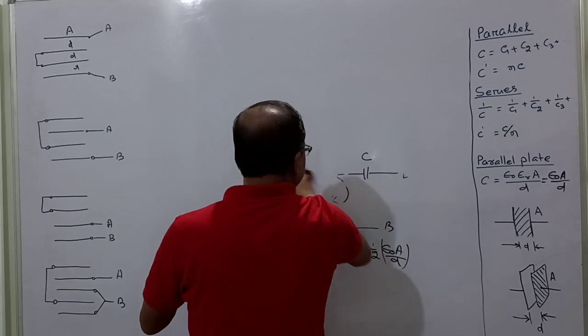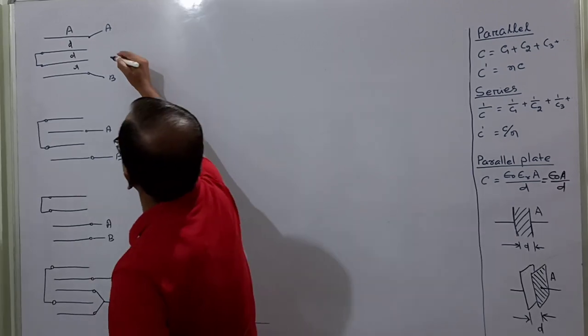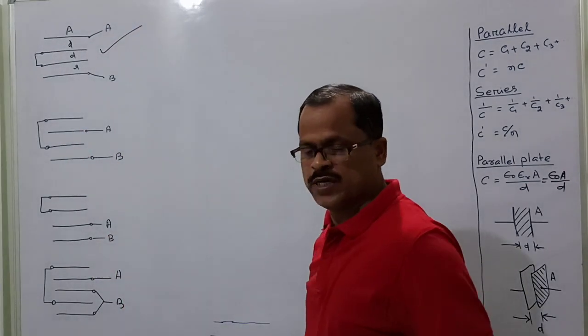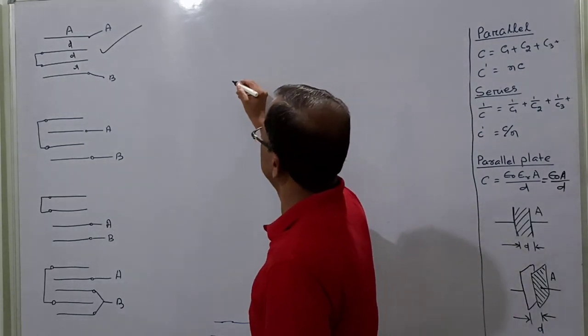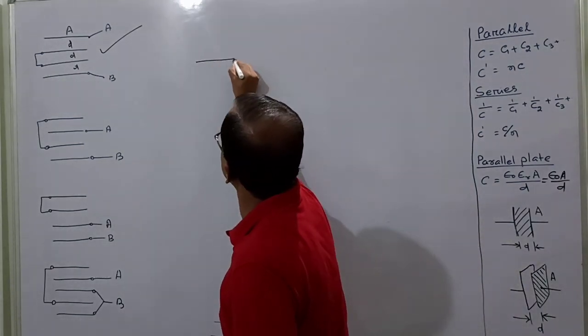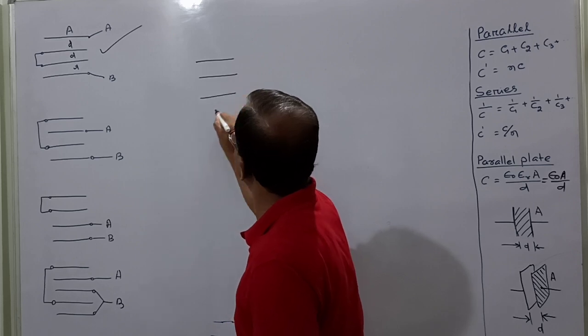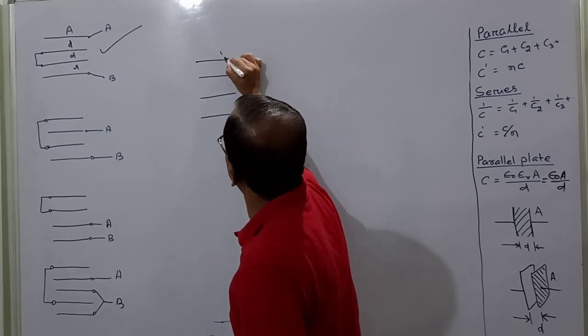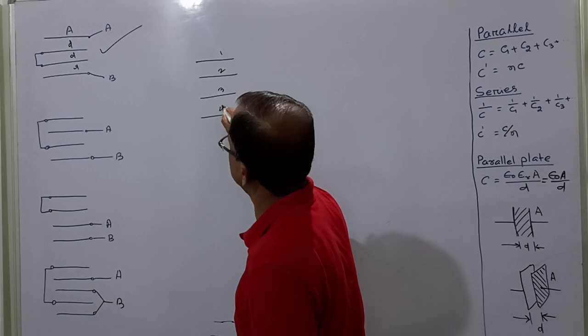Now come to the next question. This problem is over. In the next question, the connections are like this. So okay, 1, 2, 3, 4. That is 1, this is 2, this is 3, this is 4.